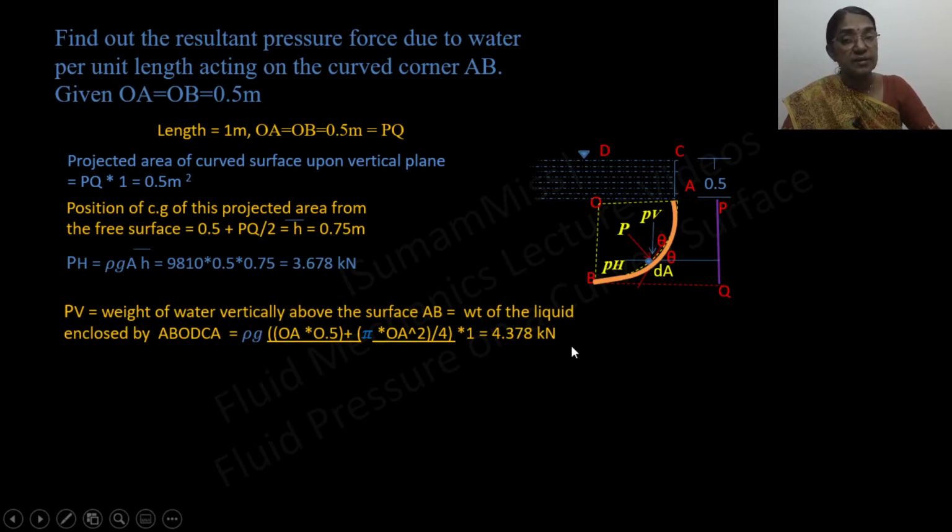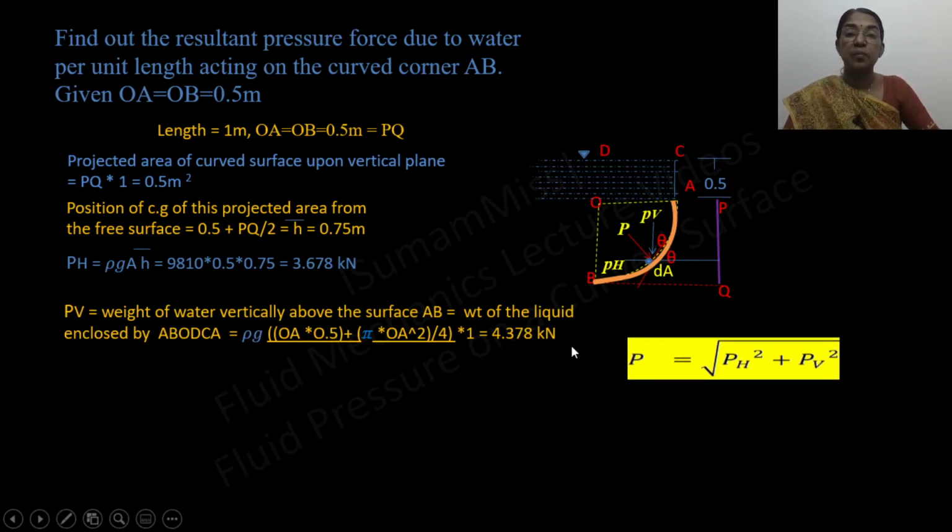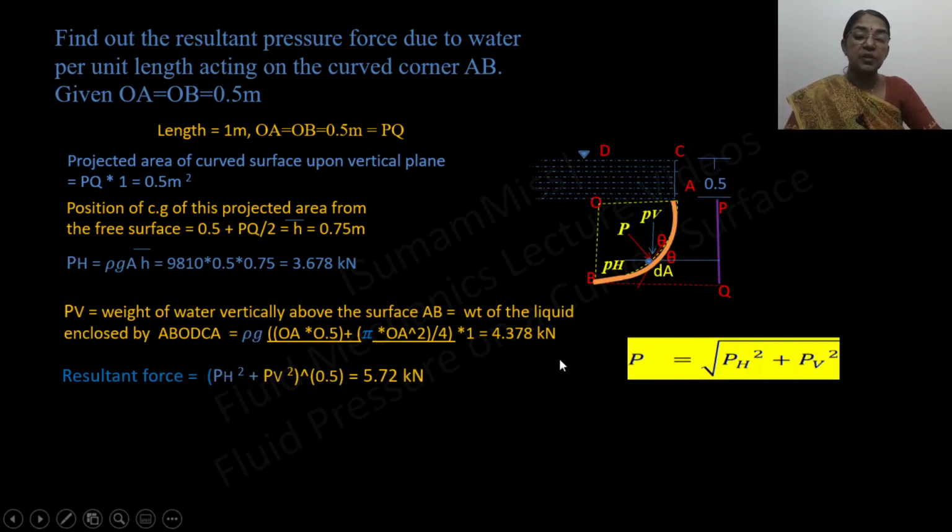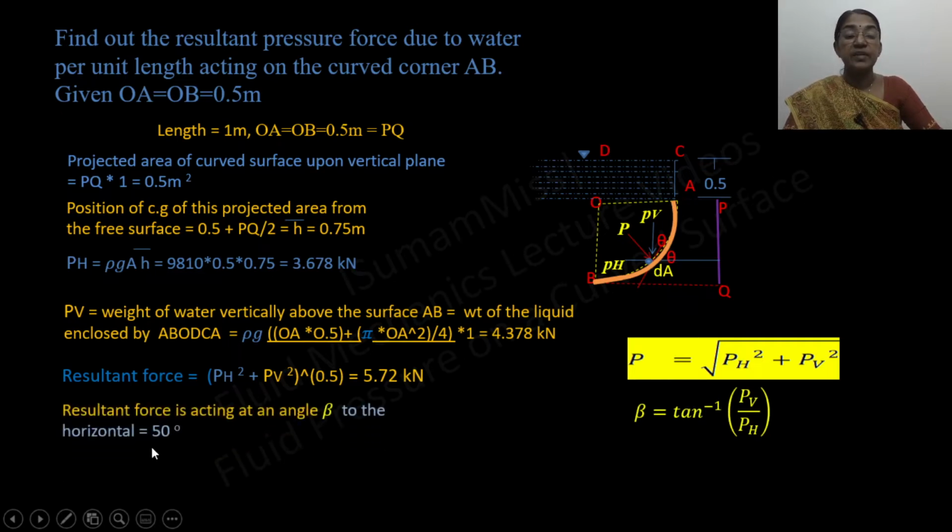Now how will you calculate the resultant? That is equal to root of PH square plus PV square, which is equal to 5.72 kilonewton. And the line of action of this resultant hydrostatic force is equal to tan inverse of PV by PH, equal to 50 degree with respect to the horizontal. So this is similar to the case of water in a cylindrical storage tank or petroleum tank, etc. In this way we can calculate the resultant hydrostatic force.